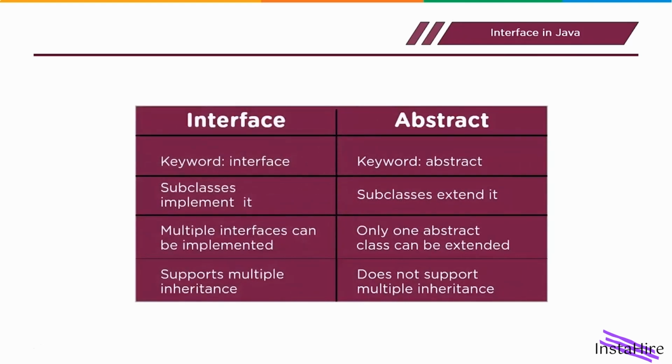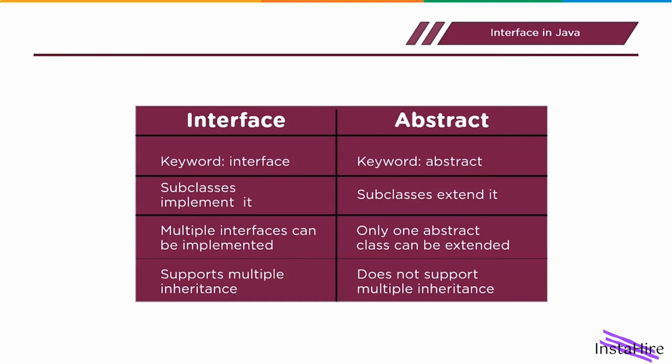The following table describes the differences between an interface and an abstract class. To declare an interface in Java, the keyword we use is interface. Similarly, the keyword used to declare an abstract class is abstract. The next difference between the two is that subclasses implement an interface, whereas with an abstract class, the subclasses extend it. So implement and extend are the two keywords. If you have to borrow the properties of an interface into your class, then you need to specify it through the keyword implements. Similarly, in abstract classes, you need to specify the keyword extends. The third difference is that multiple interfaces can be implemented.